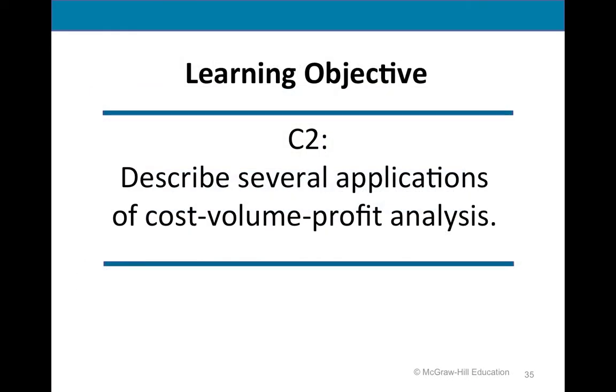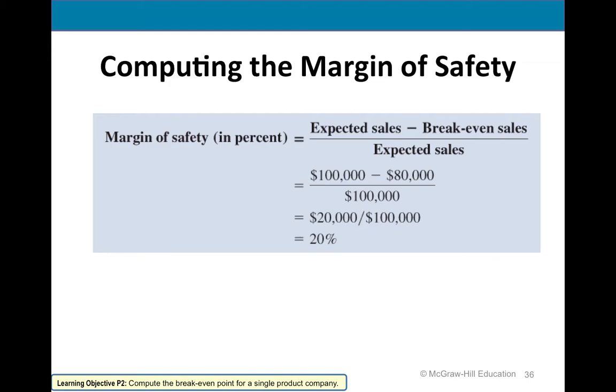Look at CVP, cost volume profit. Margin of safety means, okay, sales can go down by 20%. We haven't lost money. If we go below, let's say we hit 21%, we're bad. Or hit 20.5%, it means, nope, now we're losing money.